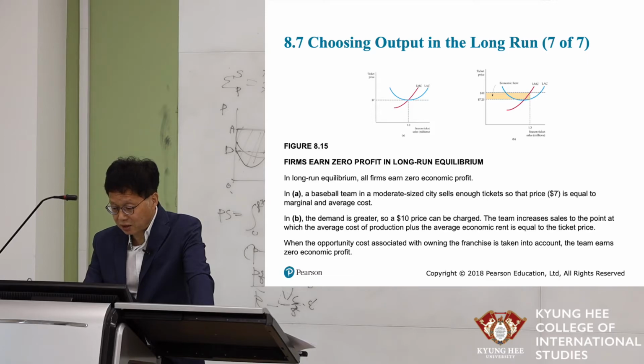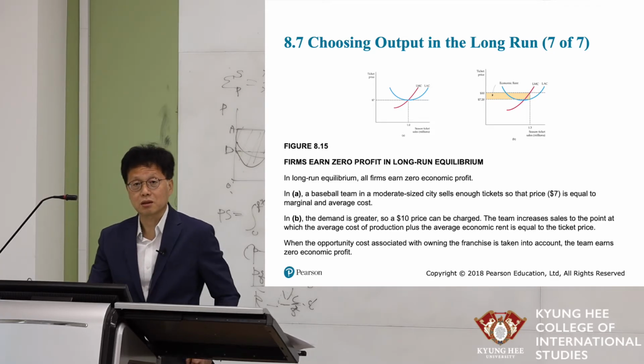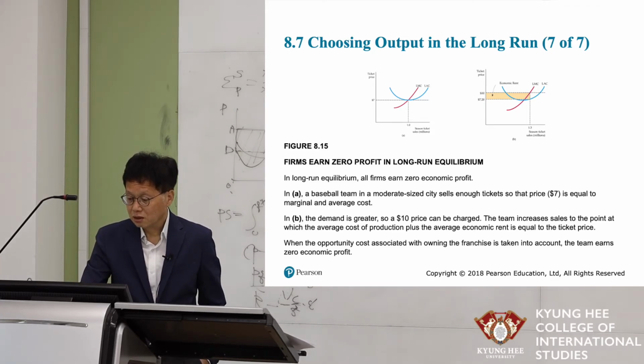But this $10 includes a rent, economic rent, $3 economic rent, for example, right? When the opportunity cost associated with owning the franchise is taken into account, the team earns zero economic profit, right? In B, the ticket price is $10 instead of $7, but economic rent is $3. Okay, so economic profit is equal to zero.